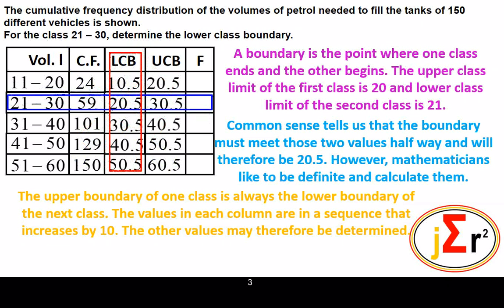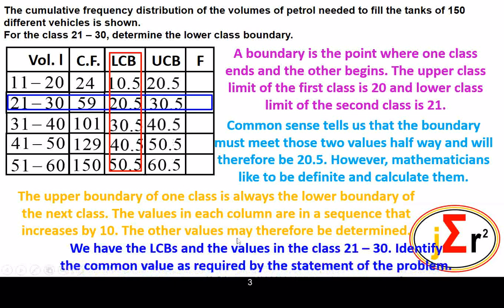Now what do we need? We need, for the class 20 to 30, determine the lower class boundary. The lower class boundary. Notice what we have here. We have all of the lower class boundary values here. We have all of the values associated with the class 20 to 30. So all of these values are associated with the class 20 to 30.